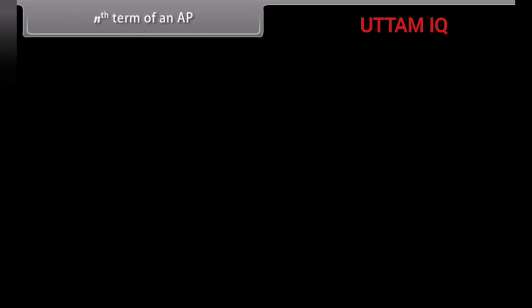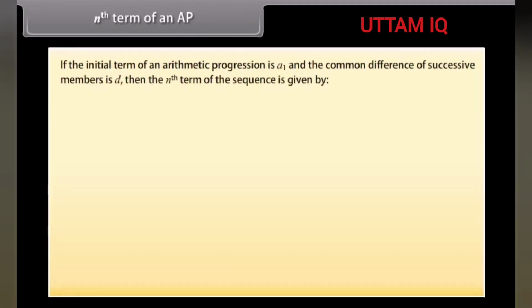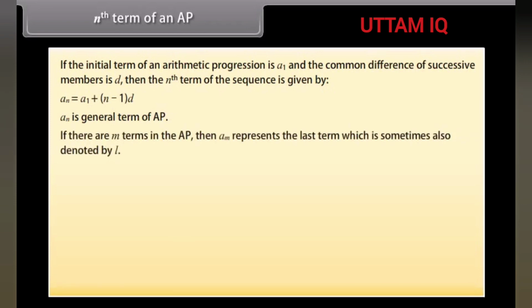Nth term of an AP. If the initial term of an arithmetic progression is A1 and the common difference of successive numbers is D, then the nth term of the sequence is given by AN is equal to A1 plus (N minus 1) into D. We know that AN is also called the general term of the AP. If there are M terms in the AP, then AM represents the last term, which is sometimes also denoted by L.